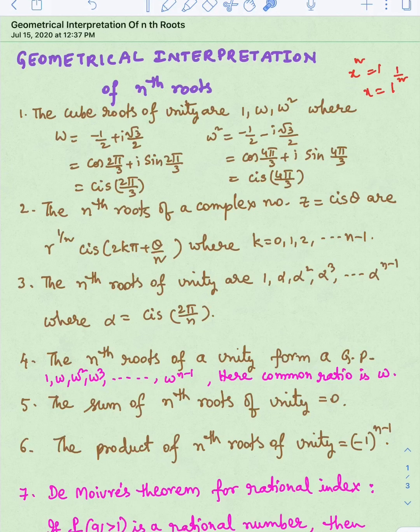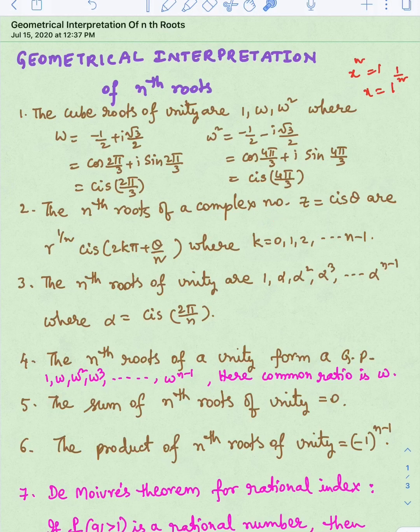If you square this and apply de Moivre's theorem, 2 twos are 4, so 4 pi by 3. That is cis 4 pi by 3. Omega square can be written as cis 4 pi by 3.